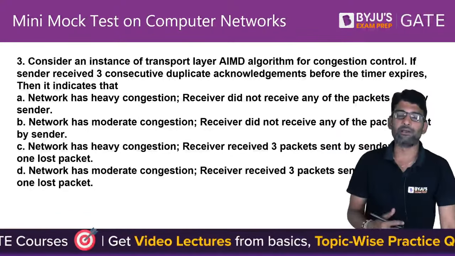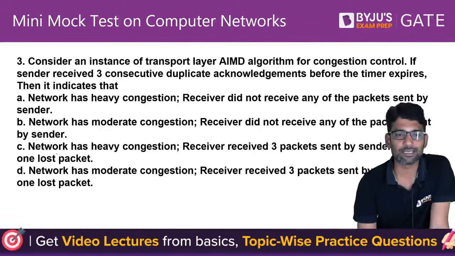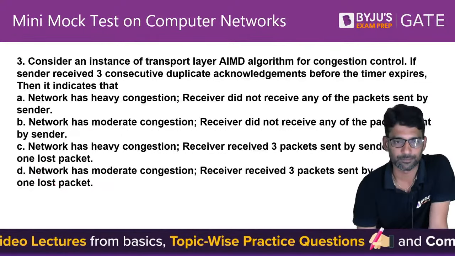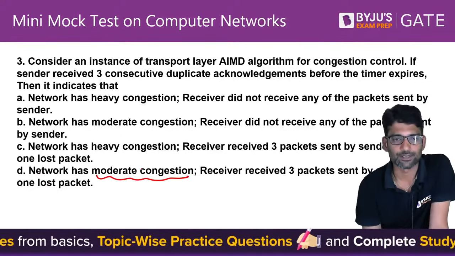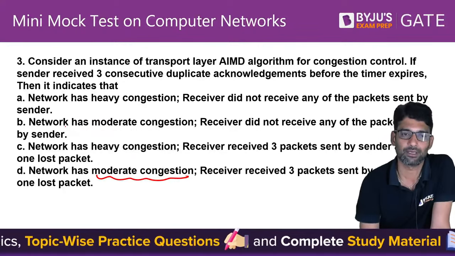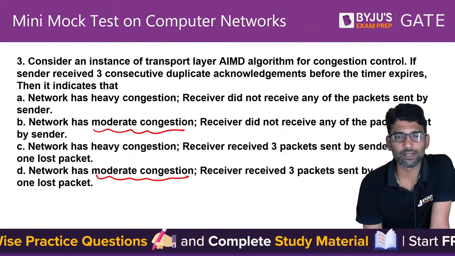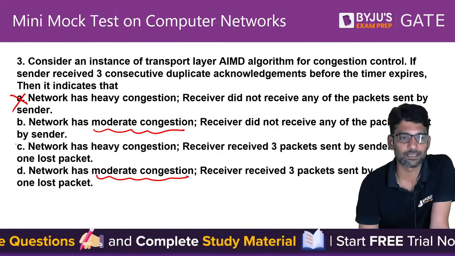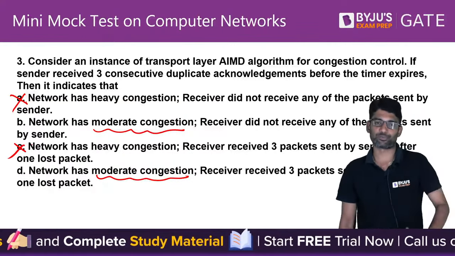Yep. Whenever there are 3 duplicate acknowledgements, that indicates moderate congestion, not heavy congestion. When there is a timeout, that is heavy congestion. So moderate congestion should be the answer. So here you can actually eliminate 2 options.